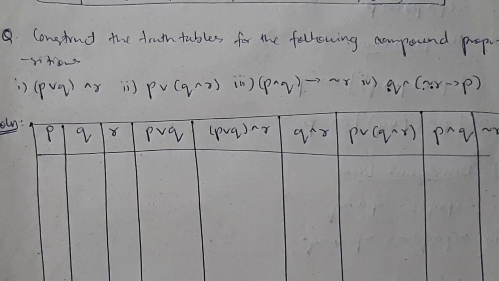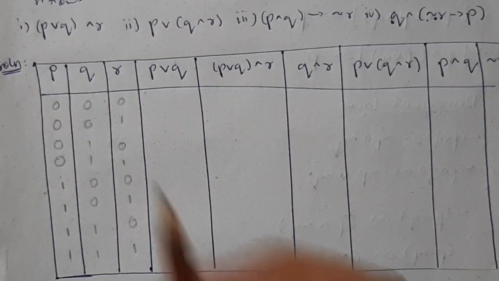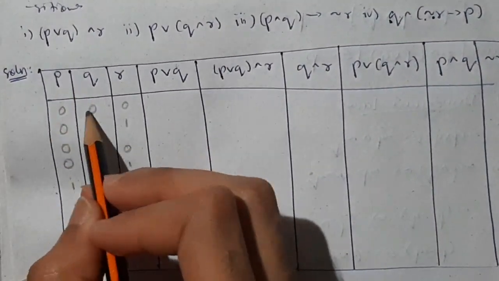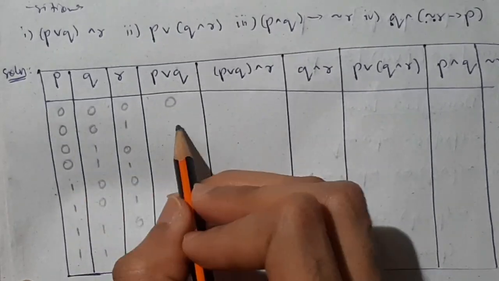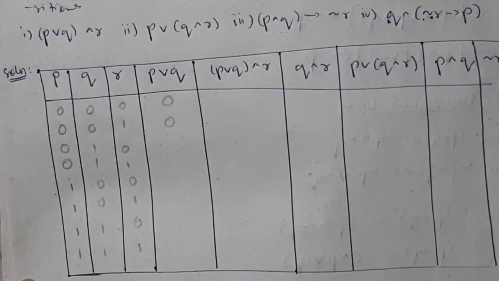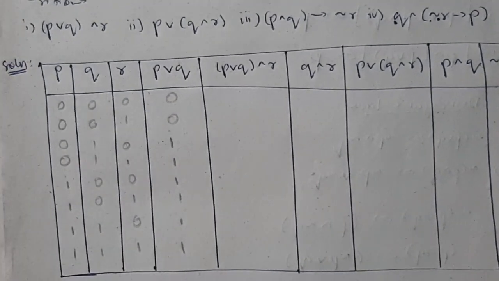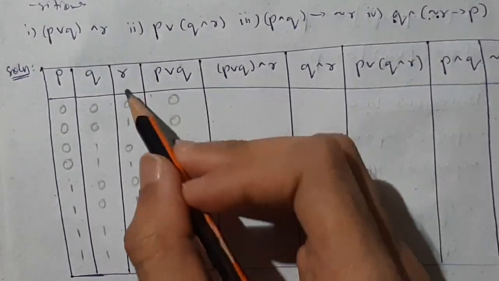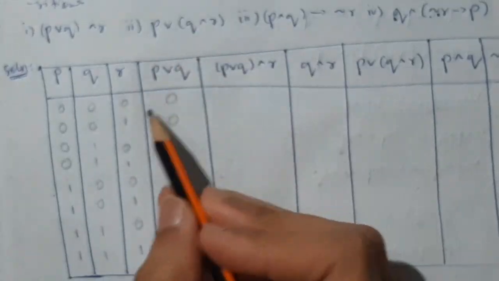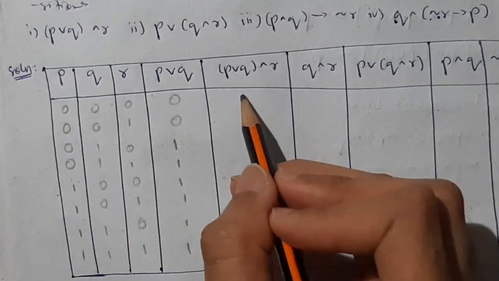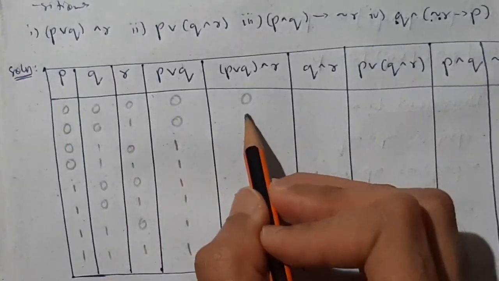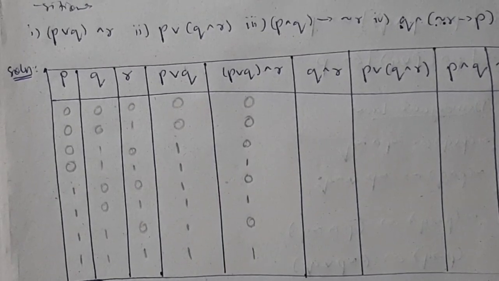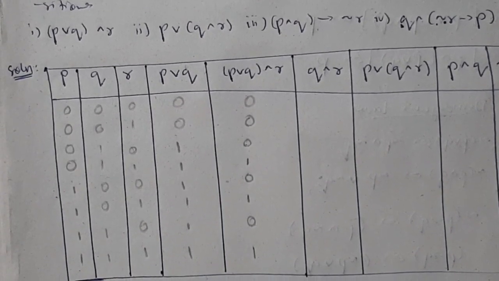Now let's fill these values. After filling these values you have to fill this value. Okay, OR gate, so you have to take the OR of P or Q. So this will be 0 and this will be 0, like that you have to fill this. After filling this, what you have to do, you have to take this whole column and take this column and find the AND of it. Okay, so 0 and 0 is 0, 1 and 0 is 0, like that fill the whole. After you're done, you have completed the first question.